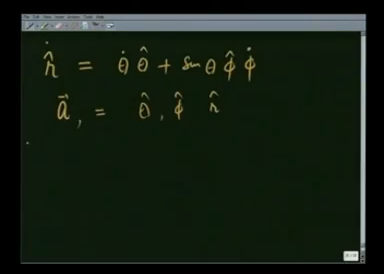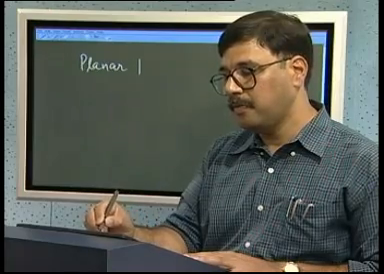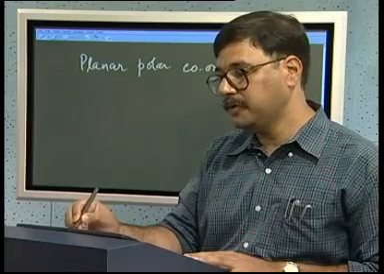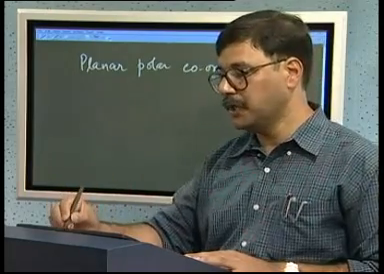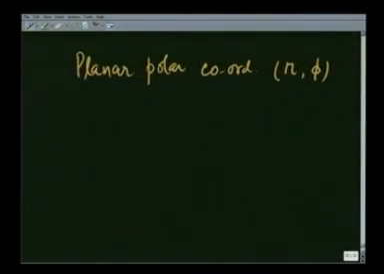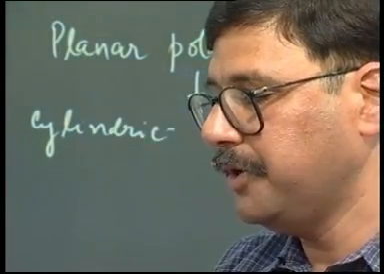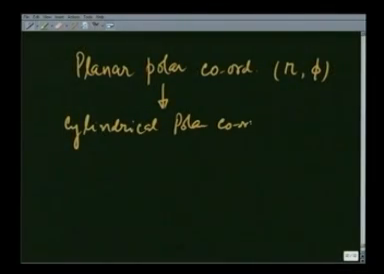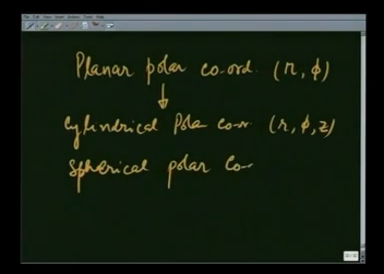To sum up the lecture, I would like to tell you that we covered planar polar coordinates, in which I described the motion in a plane using the radial distance and the angle from x axis. We extended this to cylindrical polar coordinates, in which I use r, phi and z as my coordinate system, and we also used spherical polar coordinates, in which I use r, theta and phi as coordinates to describe the distance or the displacement of a particle.